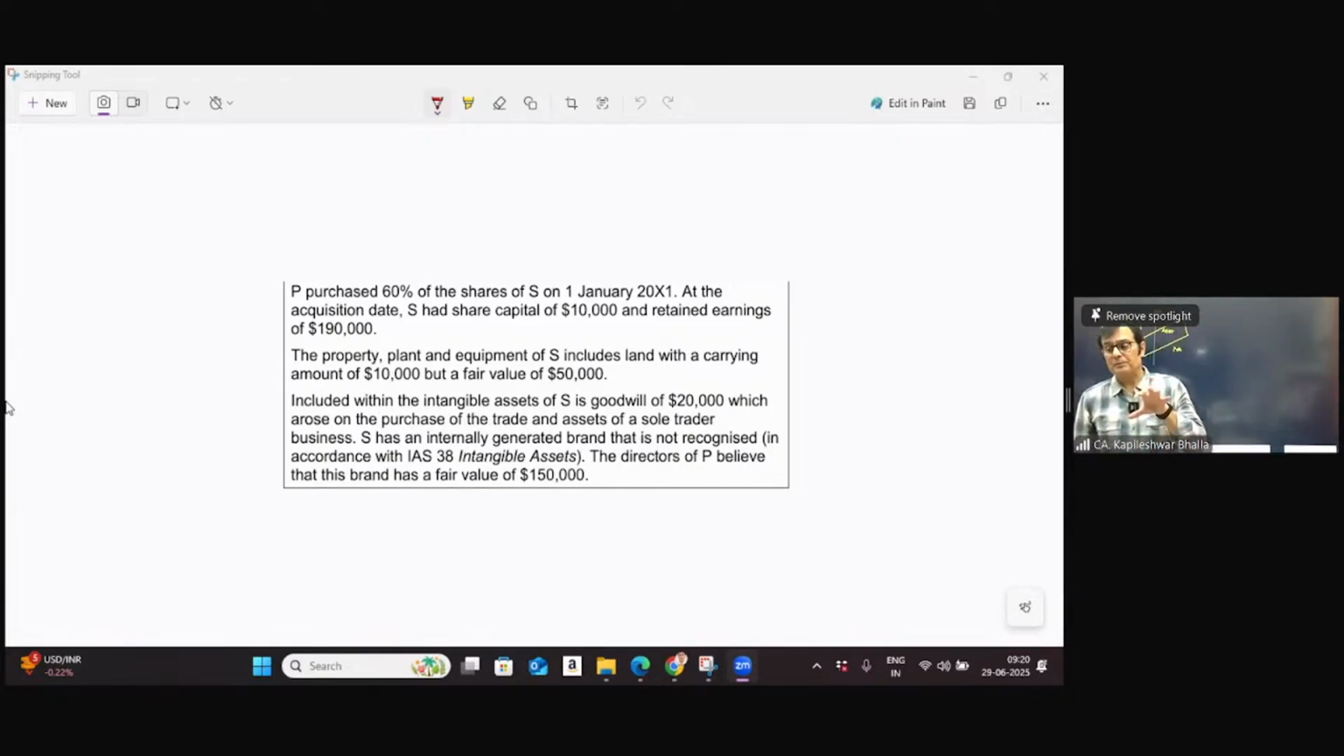So it says P purchased 60% shares in S, and on the acquisition date the share capital and the retained earnings are given. So we can say the net assets on the acquisition date is supposed to be 2 lakh. The property, plant, equipment of S includes a land with a carrying amount of 10,000 but a fair value of 50,000. So what am I supposed to do now? If I want the net assets at a fair value, what will you do with this difference between 10 and 50?